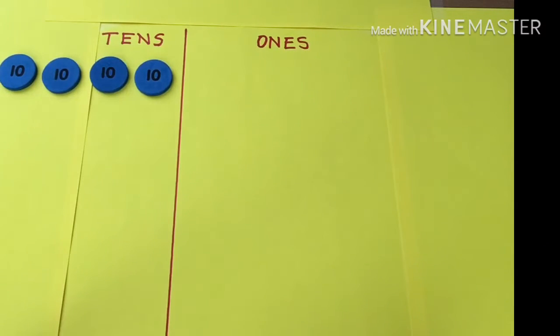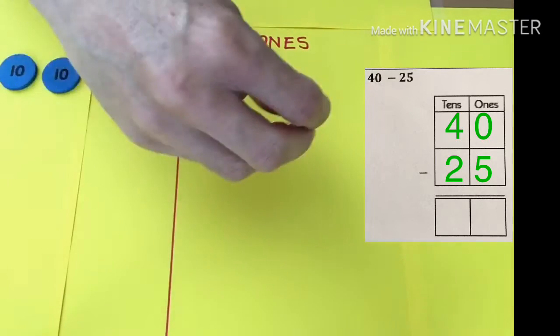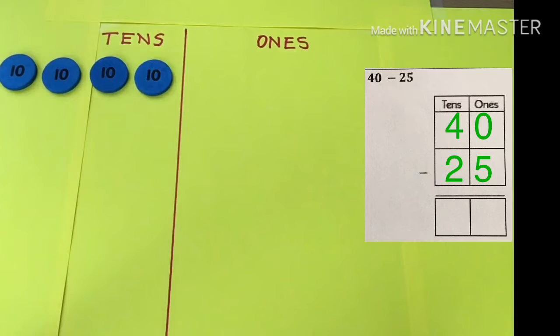The next problem is 40 minus 25. Here's my 40. And because it is a subtraction, we don't have to represent 25 with chips. We just need to subtract 25 from the chips that we already have. So we're going to start with the ones. 0 ones minus 5 ones. Can I subtract 5 ones from 0 ones? No. That's when you realize that you need to unbundle because we are subtracting.